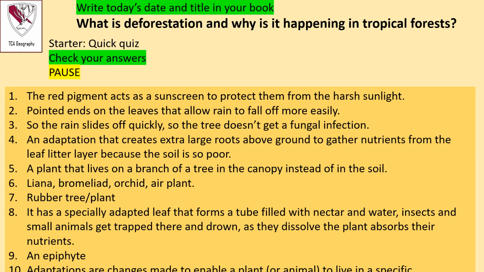I've had a few air plants, but I've never managed to keep them alive for very long because, of course, my house isn't like the tropical rainforest.